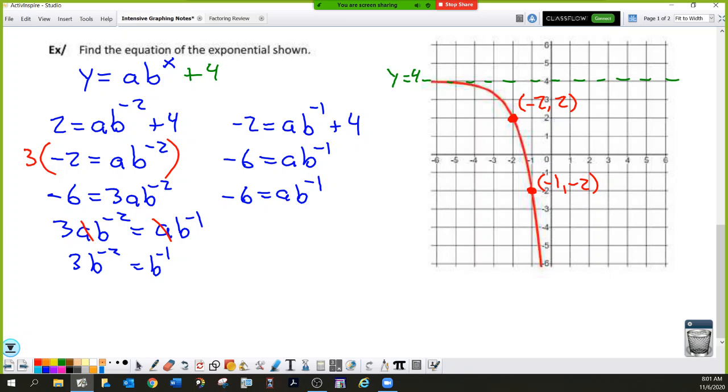And what you could do now to isolate the b's is get this b to the negative 2 off of the left side. It's really strange to say divide by b to the negative 2. That's a weird thing. So instead, what I'm going to do is multiply both sides by b to the positive 2. Remember, when you multiply two numbers with the same base, you add their exponents. So multiplying those two things would give you b to the 0, which effectively would cancel b off of that left side. And that's why I'm able to multiply both sides by that b to the positive 2.